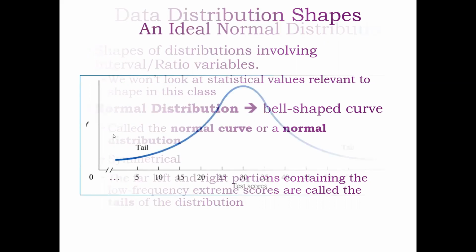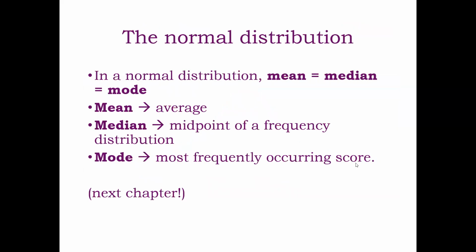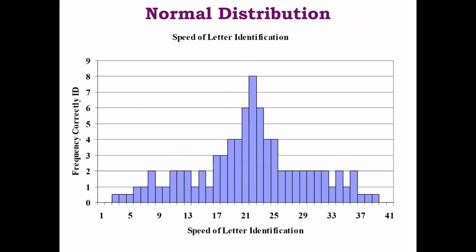So here's an ideal normal distribution. The mean, the median, and the mode are all the same as we spoke about before, and we'll cover again next week, okay? And the tails are where the low frequency extreme scores happen, okay? In a normal distribution, the mean, the median, and the mode are the same. Mean is the average. Median is the midpoint of a frequency distribution, where 50% of the scores lie above and 50% below. And the mode, most frequently occurring score.